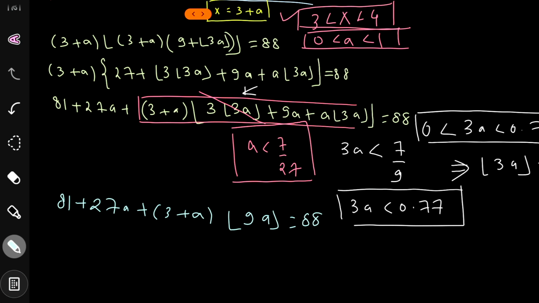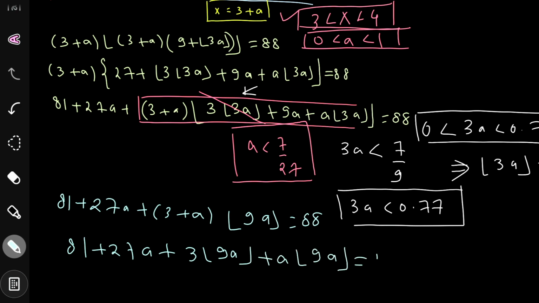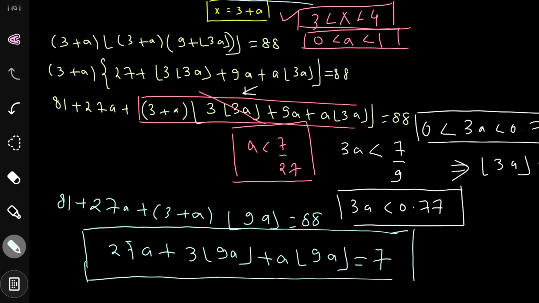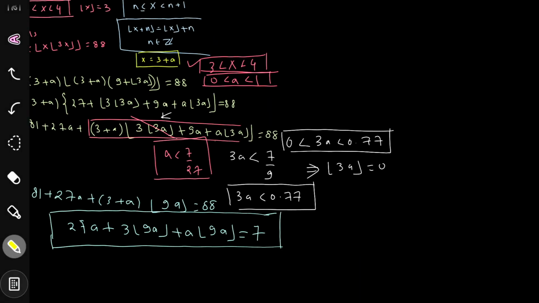If I open the bracket, I will get 81 plus 27 times a plus 3 times the floor value of 9 times a plus a times the floor value of 9 times a is equal to 88. This 81 can be moved on the other side, so the left hand side will turn out to be 88 minus 81, that is going to be 7. Okay. So now we have this equation: 27 times a plus 3 times floor value of 9 times a plus a times the floor value of 9 times a equals 7. Okay, now let us move on to the final step.